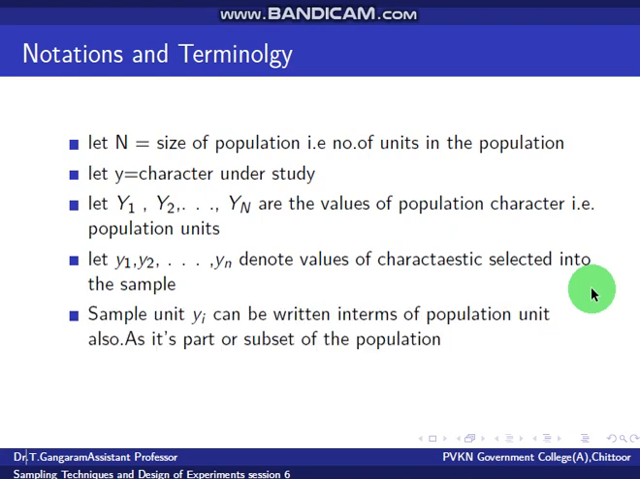Here, the sample unit yi can be written in terms of population unit also, as it is a part or subset drawn from the population. That is, small yi is equal to ai into capital Yi. This capital Yi becomes small yi by multiplying with ai.